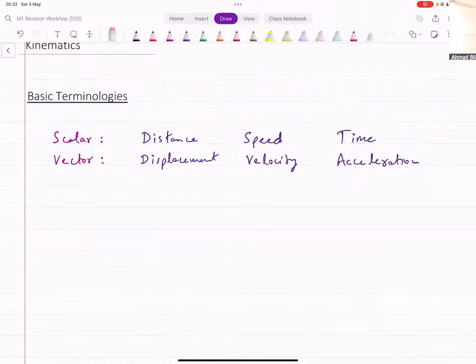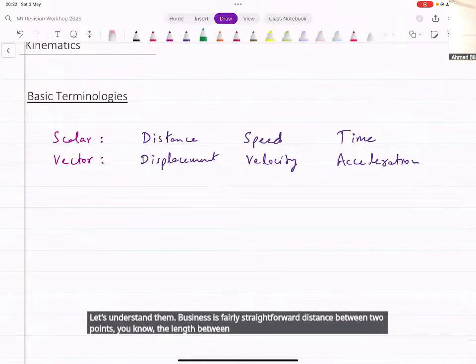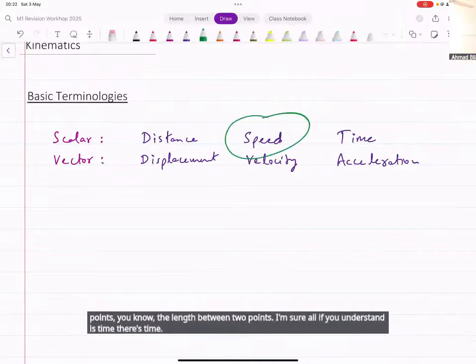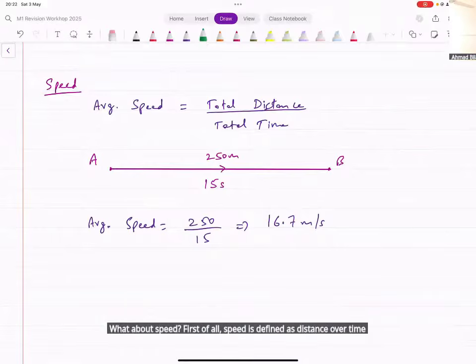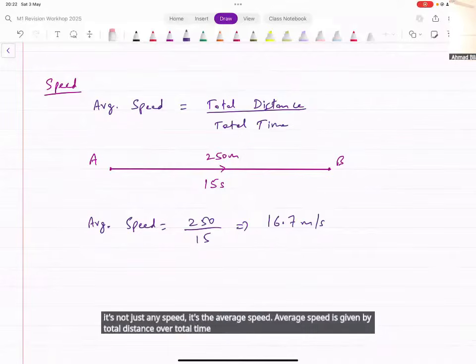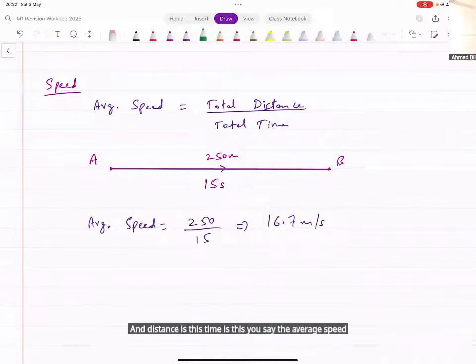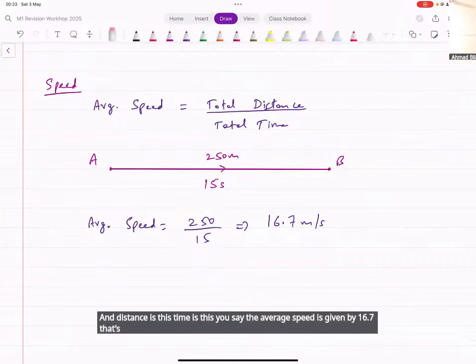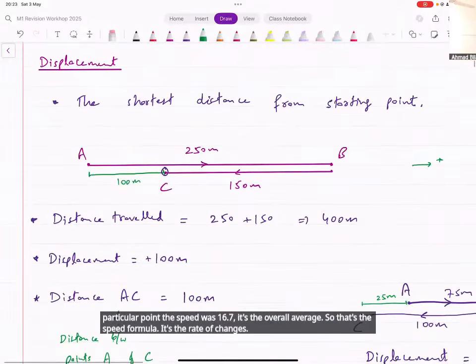Let's understand them. Distance is fairly straightforward. Distance between 2 points, the length between 2 points. I'm sure all of you understand this. Time is time. What about speed? First of all, speed is defined as distance over time, but it's not just any speed, it's the average speed. Average speed is given by total distance over total time. So if somebody goes from one point to another point and distance is this, time is this, you say the average speed is given by 16.7. That's distance over time. It's average speed. You cannot say that at any particular point the speed was 16.7. It's the overall average. So that's the speed formula. It's the rate of change of distance.